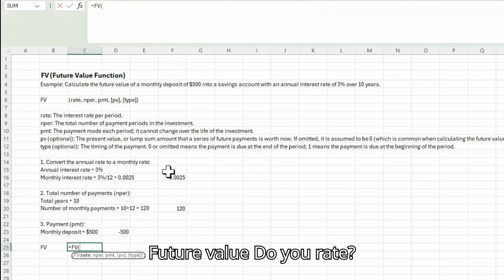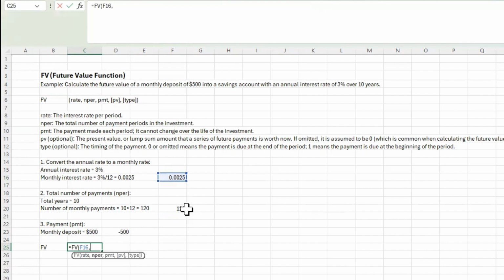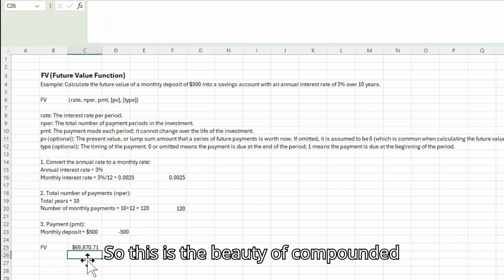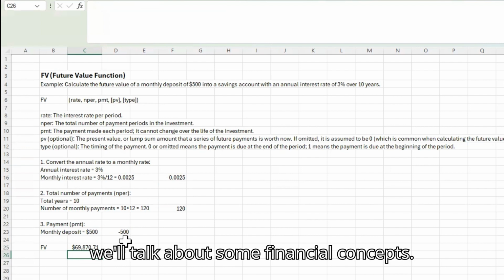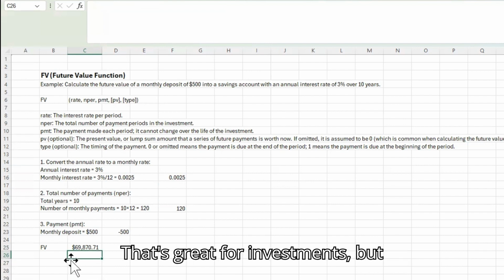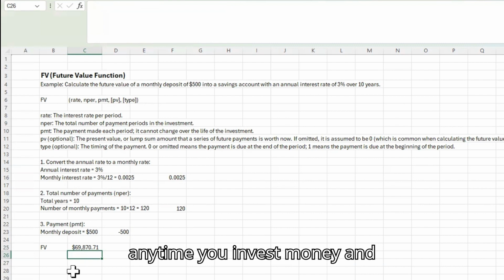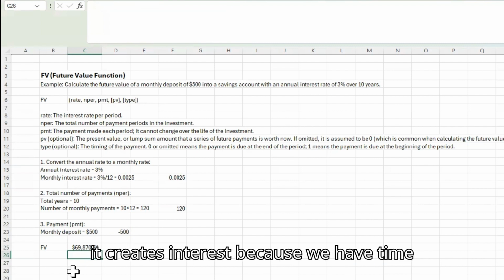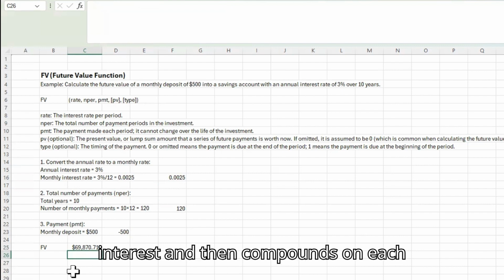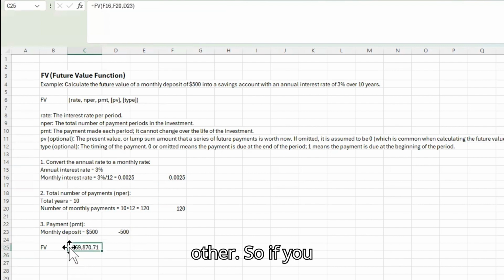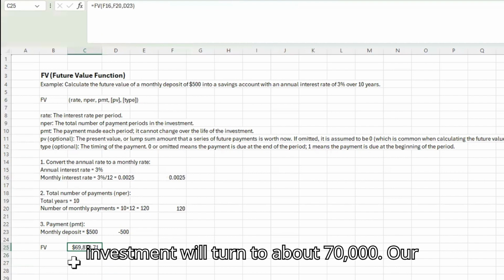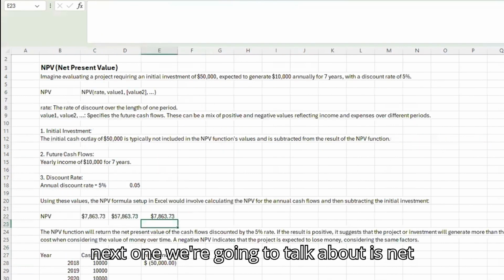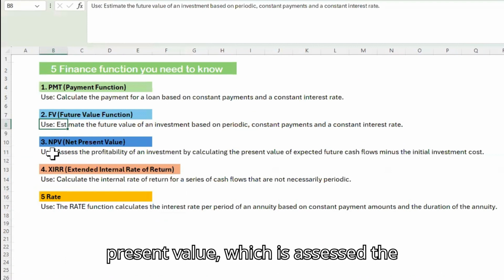Get your function, do your rate, time, and your payment. So this is the beauty of compounded interest. In another video, we'll talk about some financial concepts that are great for investments. But anytime you invest money and it creates interest, because we have the time value of money, it maintains that interest and then compounds on each other. So if you save $500 a month at 3% interest for 10 years, in 10 years that will turn into about $70,000.